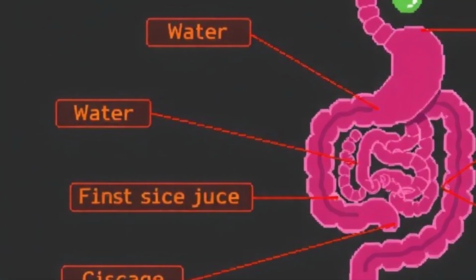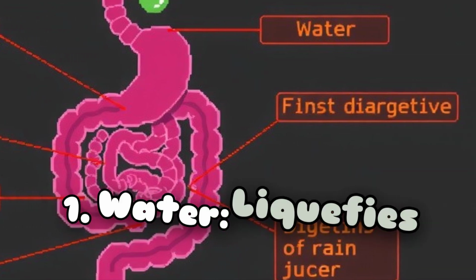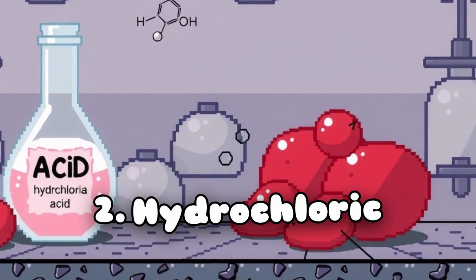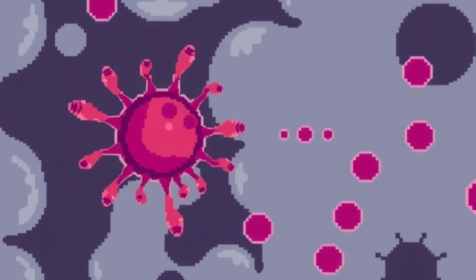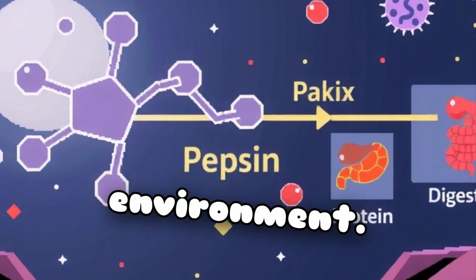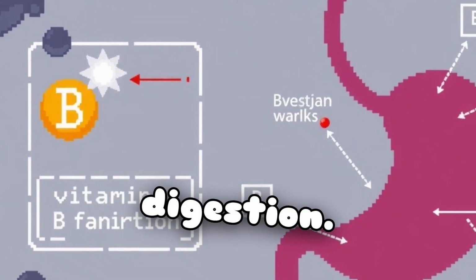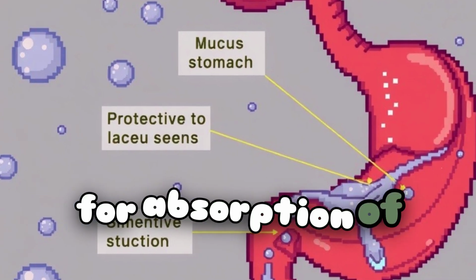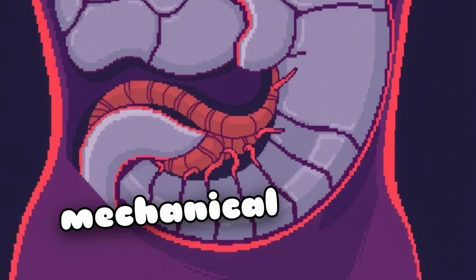The functions of gastric juices. 1. Water liquefies the food swallowed. 2. Hydrochloric acid stops the action of salivary amylase, kills the ingested microbes, and provides an acidic environment. 3. Pepsin for protein digestion. 4. Intrinsic factor for absorption of vitamin B12. 5. Mucus prevents mechanical injury.